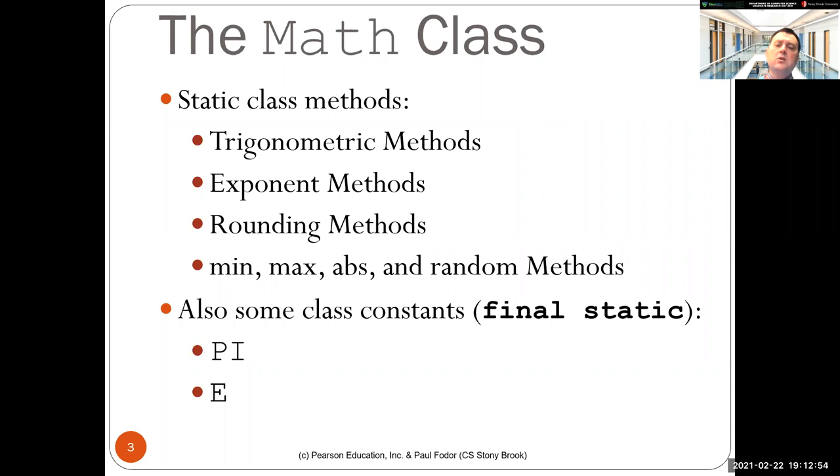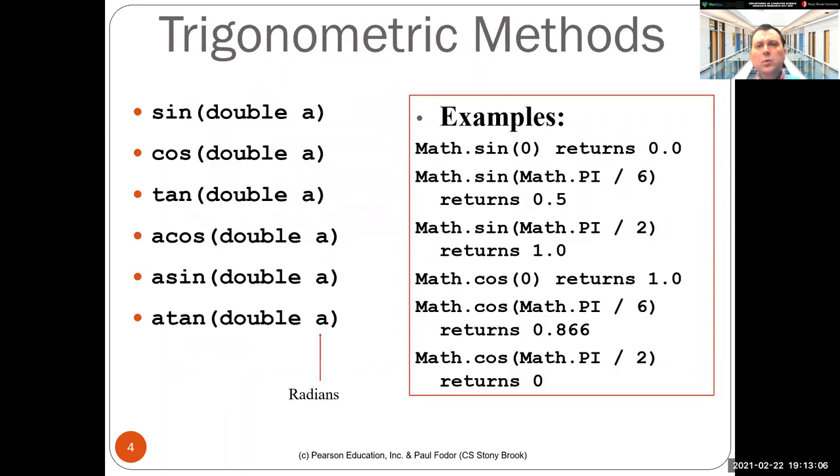Also, it contains constants. The value of pi and the value of e are defined as final static double in the case of pi and of e. So we'll start with trigonometric methods: sin, cos, tan, acos, asin, atan. They take a double in radians as the input.